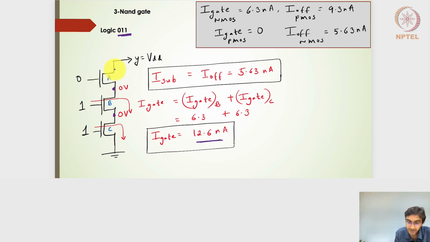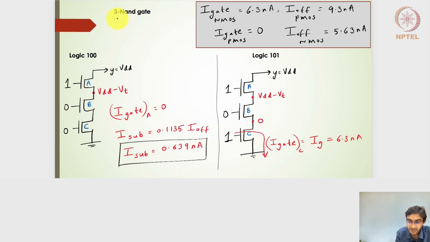Well, if I want to find out the subthreshold leakage current, we know that only one transistor is off here, the other two are on. So we will have the 0 volt here on one side, the other side it is VDD. So I will have an I off current for this particular A transistor, which is nothing but 5.63 nanoamperes. So the total leakage current will be 5.63 plus 12.6 nanoamperes multiplied by 1 volt will give us the static power.